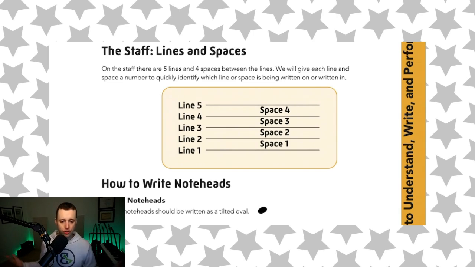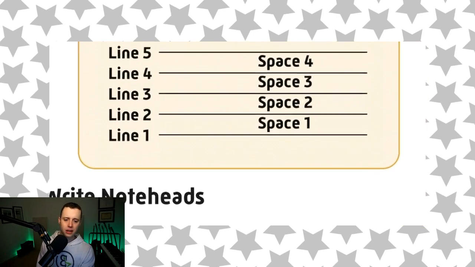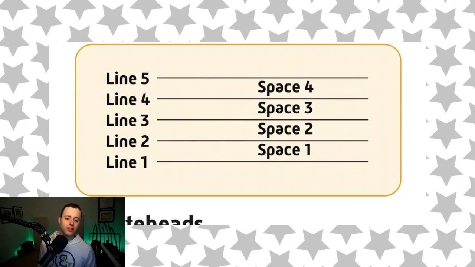So the line that is closest to the floor is going to be line 1. Next line up is line 2. The line closest to the ceiling is line 5. The space between line 1 and line 2, we're going to call that space 1. The space between line 2 and line 3, we're going to call that space 2. Between line 3 and 4, space 3. Between line 4 and 5 is space 4.